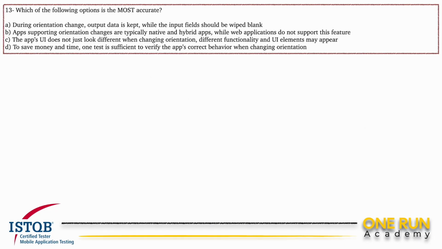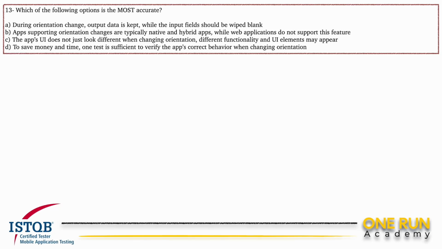Next, question number 13. Which of the following options is the most accurate? A. During orientation change, output data is kept, while the input fields should be wiped blank. B. Apps supporting orientation changes are typically native and hybrid apps, while web applications do not support this feature. C. The app's UI does not just look different when changing orientation. Different functionality and UI elements may appear. D. To save money and time, one test is sufficient to verify the app's correct behavior when changing orientation.